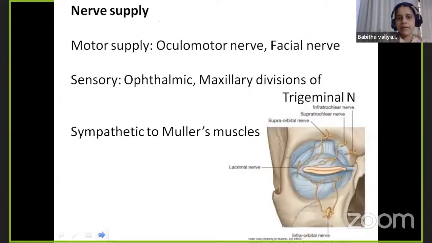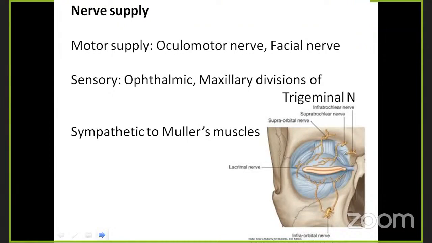About nerve supply, motor supply is by the oculomotor nerve and facial nerve. Sensory: the ophthalmic division of the trigeminal nerve supplies the upper lid and the maxillary division supplies the lower lid through its multiple branches. And sympathetic supply is to the Muller's muscles.